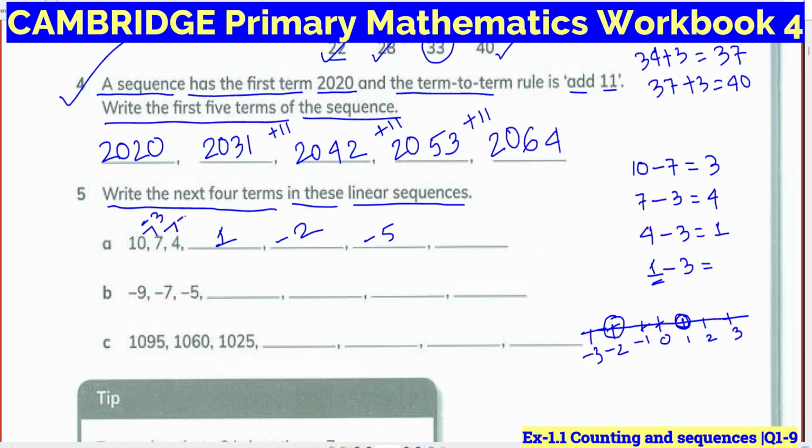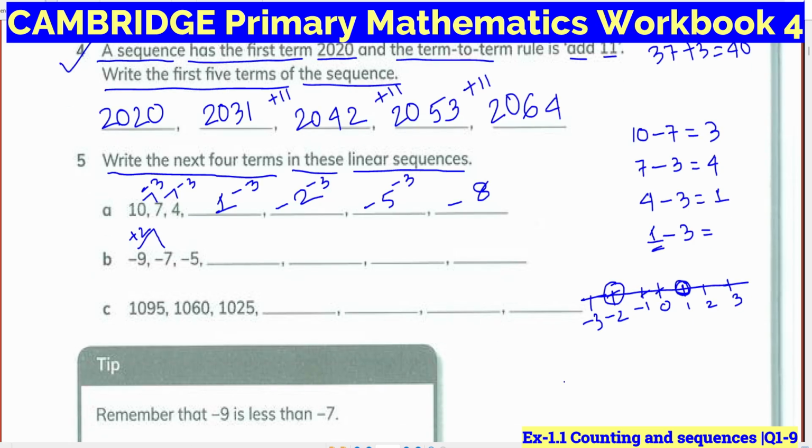Minus 3, right? Same minus 3. So here minus 3 means minus 8. Okay? Minus 8, minus 5. So what does it mean? It means we are adding 2.